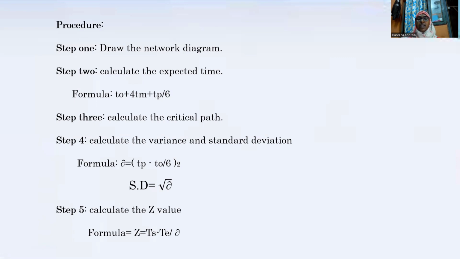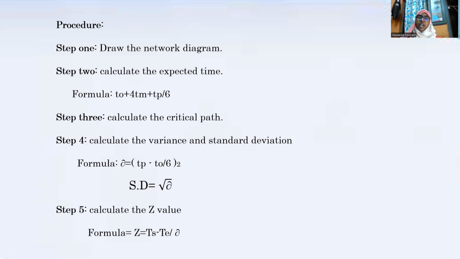The next one is calculation of expected time. It means the next step after the network diagram is to find the expected time by using the formula. The formula is TE, that is total expected time, is equal to TO, the optimistic time, plus 4TM, the most likely time, plus TP, the pessimistic time, whole divided by 6. By using this formula, we can calculate the expected time.